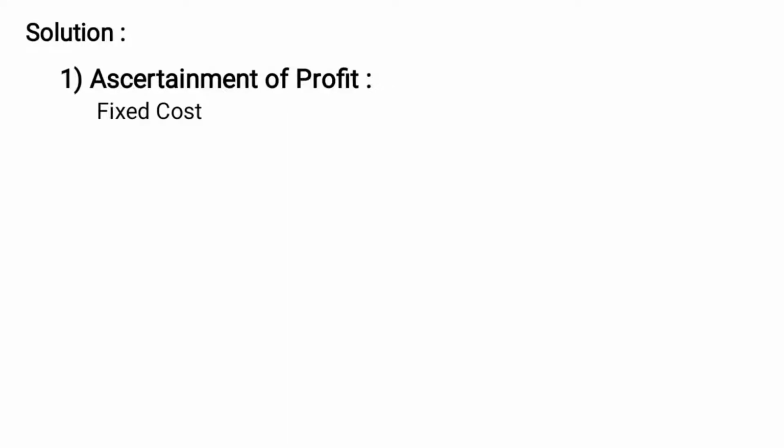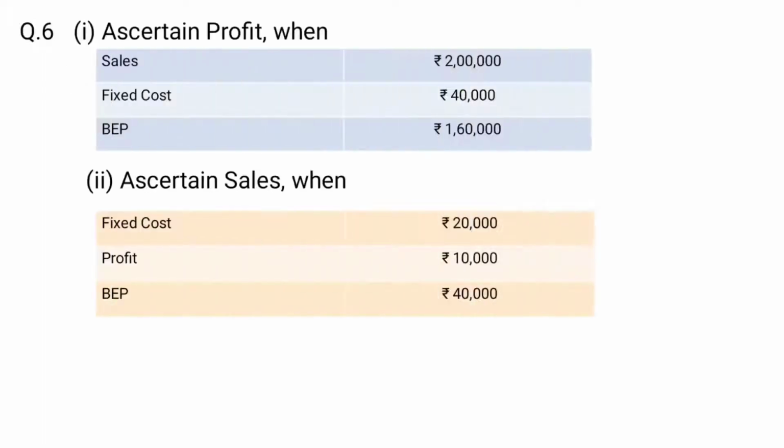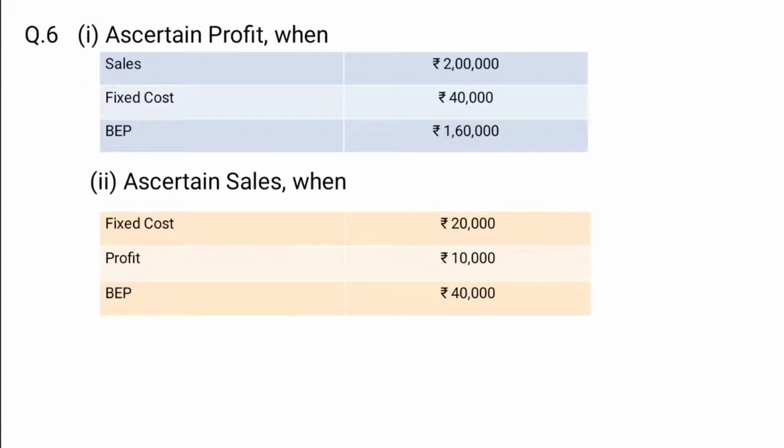First, ascertainment of profit. So fixed cost is equal to contribution at break-even point, which is rupees 40,000.